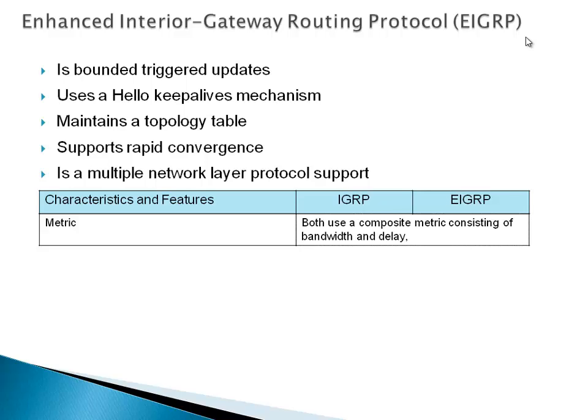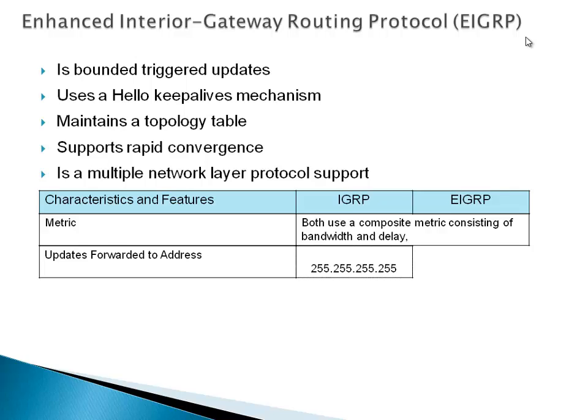RIP and EIGRP both use a composite metric consisting of bandwidth and delay. They can use load and reliability if you configure it, but by default they just use bandwidth and delay as a metric. Update forwarded to address: RIP version 1 broadcasts them to 255.255.255.255. EIGRP multicasts them to address 224.0.0.10. So it's multicast. Only routers who understand the EIGRP protocol will listen to address 224.0.0.10.